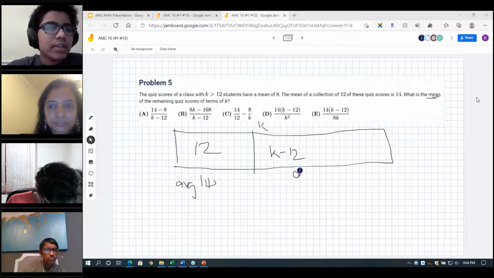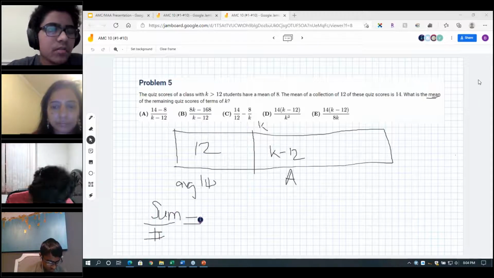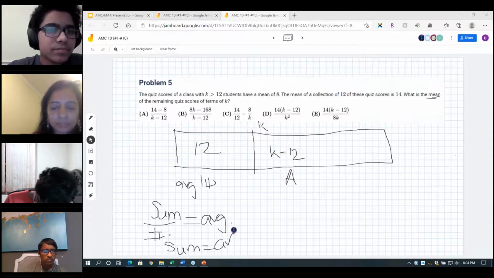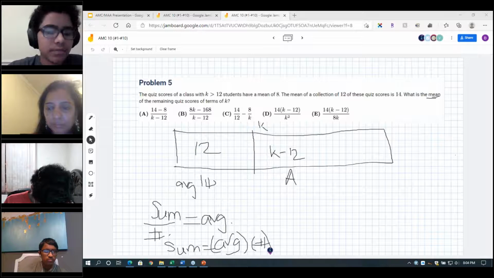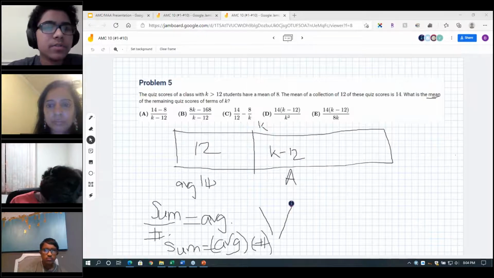So the key thing to note is that average is the sum of the terms divided by the number of terms. We can rewrite this to say that the sum of the quiz scores is the average of the quiz scores times the number of quiz scores. We can use this for all 3 sections, to write them in terms of K.